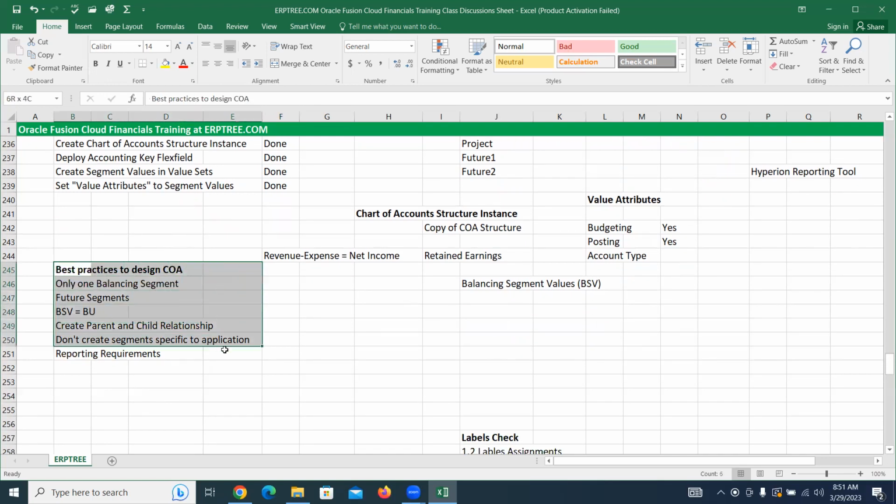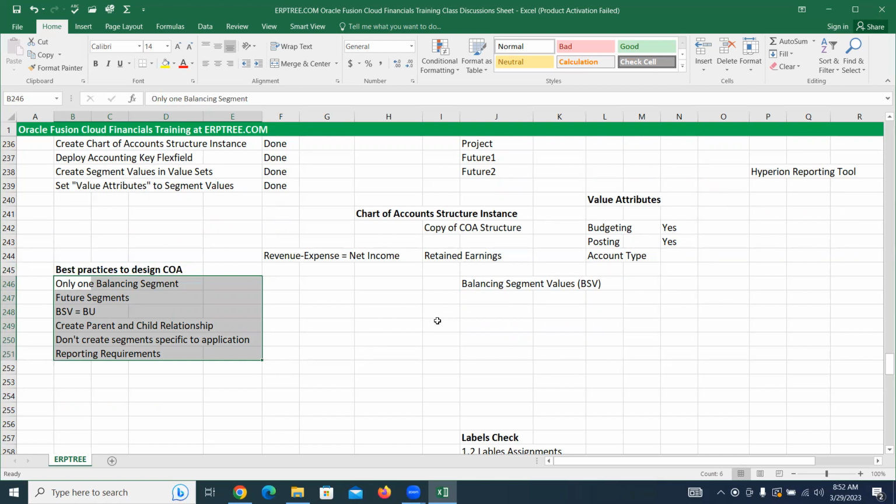These are the few points which you have to understand when you talk about designing the chart of accounts as per best practices. Any questions on this, please? No questions.